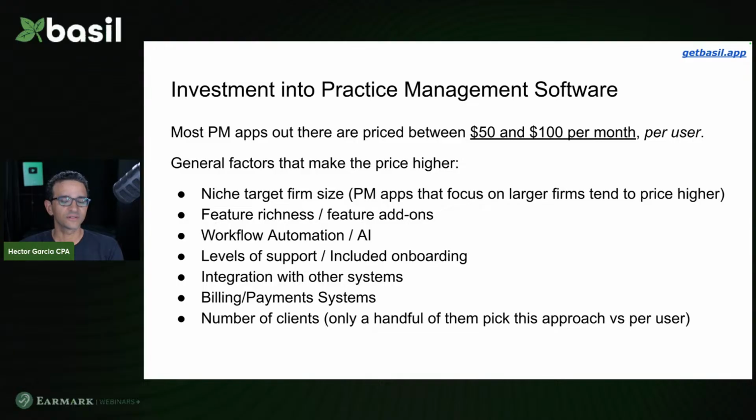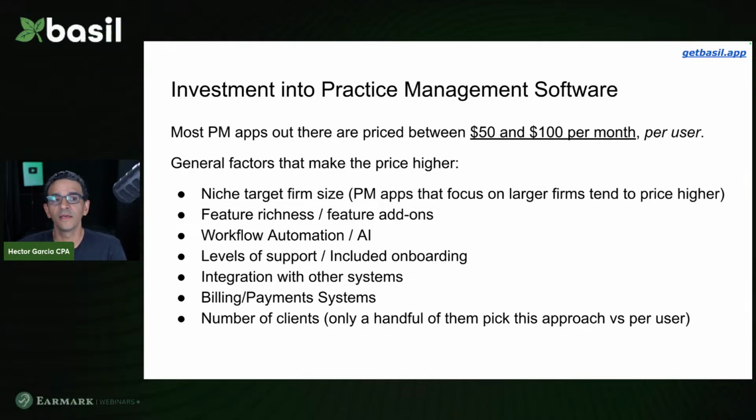Some general factors that make that price go up or down are going to be the firm size. Some practice management software focuses on smaller firms, and they tend to be a little bit less per user. And the practice management software that focuses on the larger, enterprise-size firms tends to be a little pricier, and they bundle it with their tax software and whatever other offerings they're offering to these large firms. Feature richness is a huge factor, right?